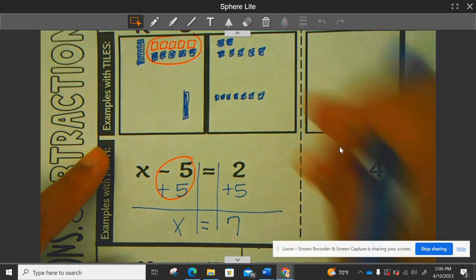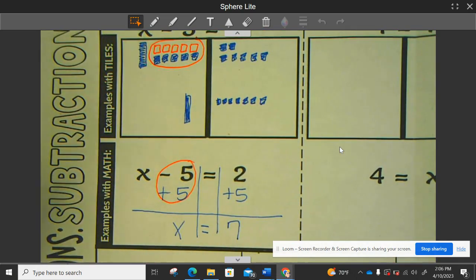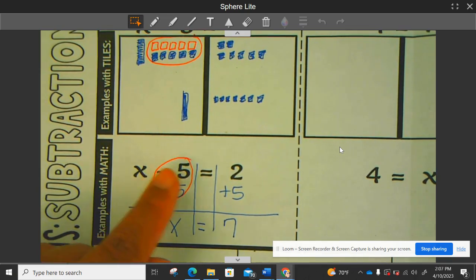So we're using both tiles and algebra to show and prove that when I do the math, I end up with x equals 7. Why? Because 7 take away 5 is 2.